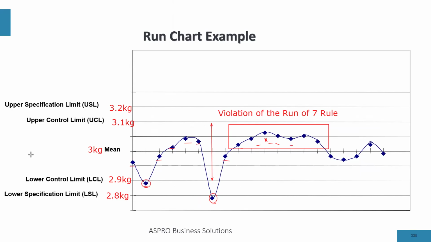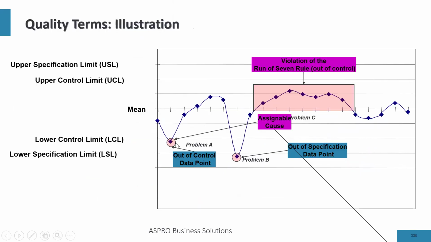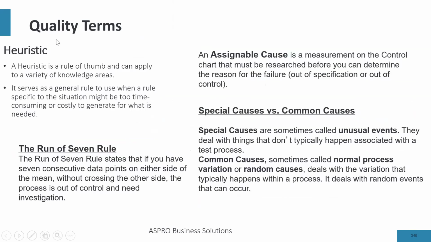And that's it. So when we investigate, we look for points that are out of control, out of specification, and violation of the run of 7. When we have found any of those points, we look for an assignable cause. And assignable causes could be special causes or common causes. Special causes are unusual events that happen that we don't expect to see. Common causes are sometimes called normal variation, normal process variation, or random causes.